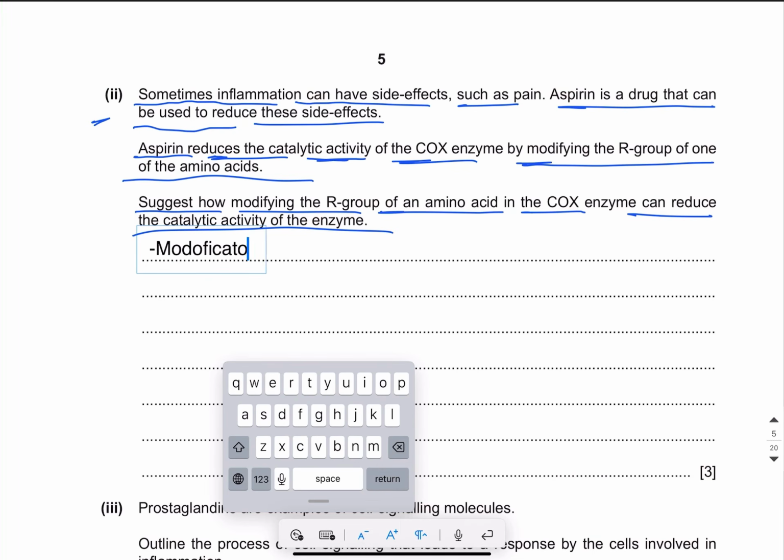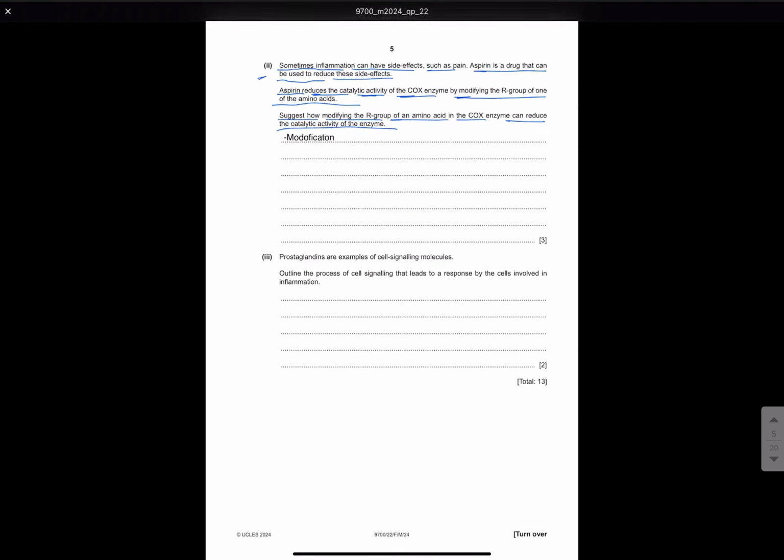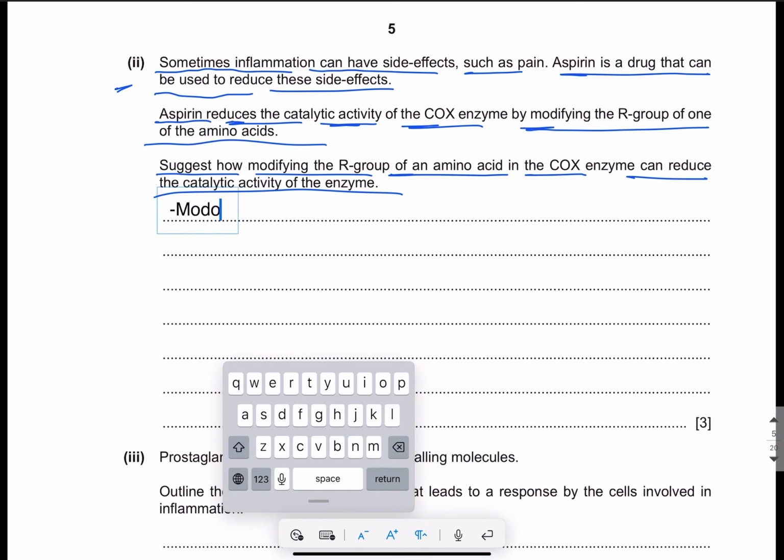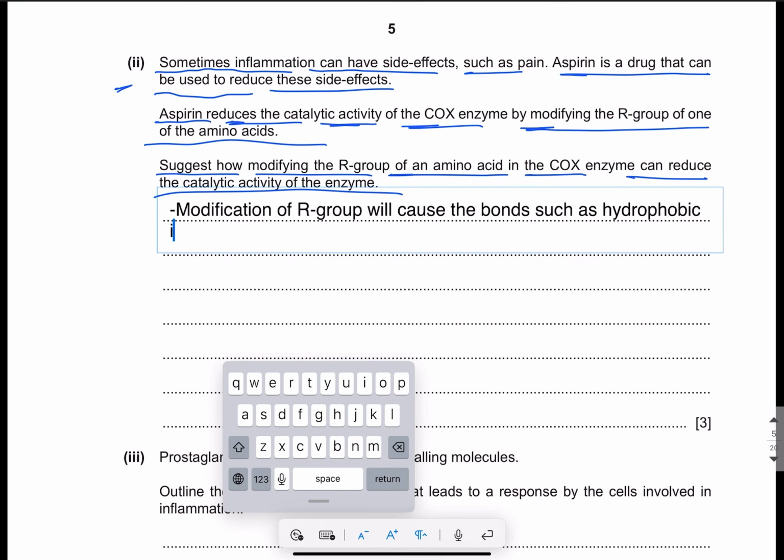Modification of R group will cause the bonds such as hydrophobic interactions, hydrogen bonds, ionic bonds, or disulfide bonds to break, right?